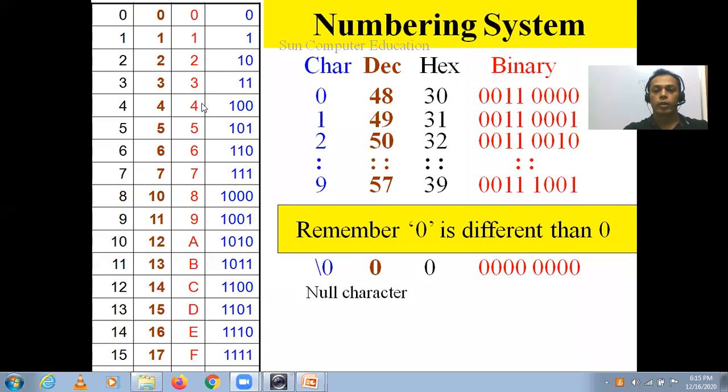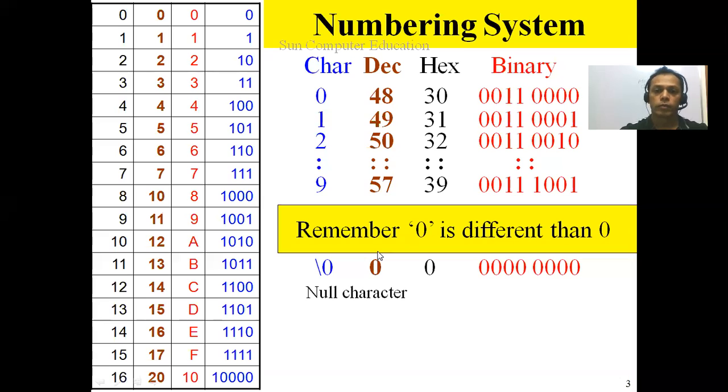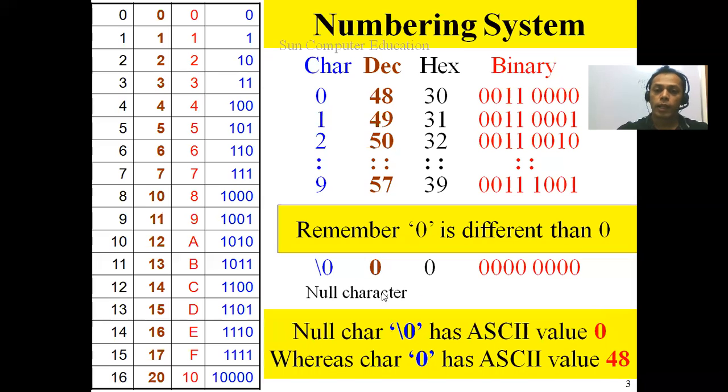Okay, so null character \0 has ASCII value 0, whereas 0 character has ASCII value 48. Remember this.